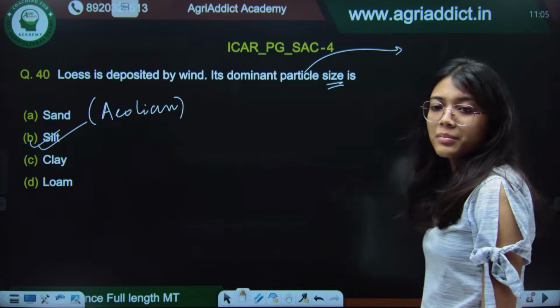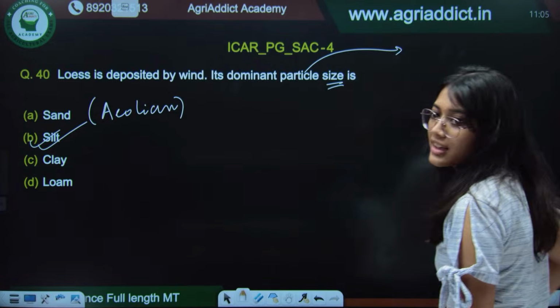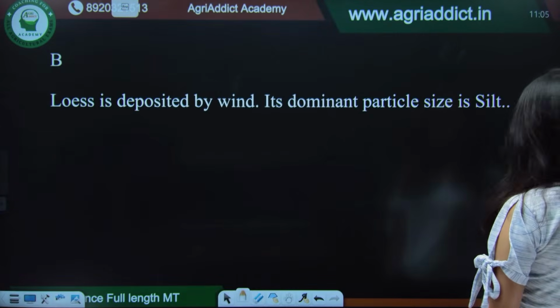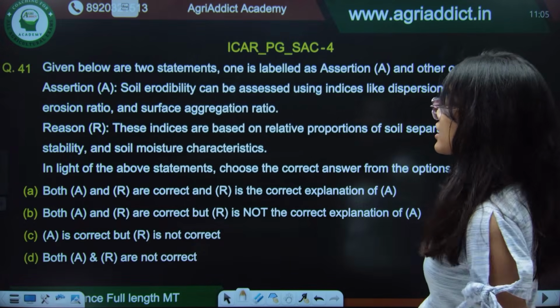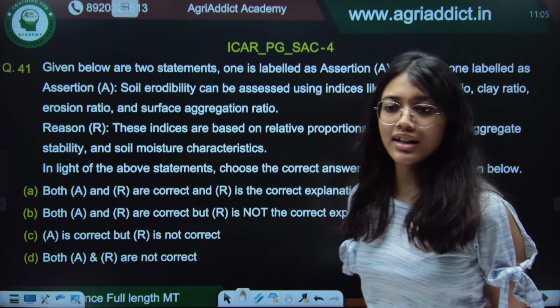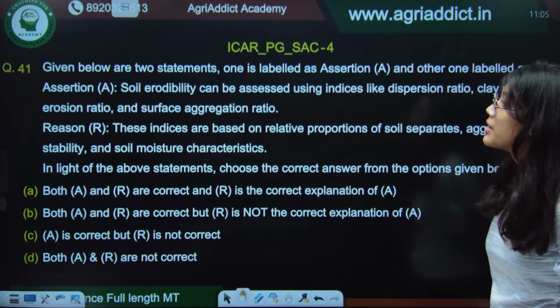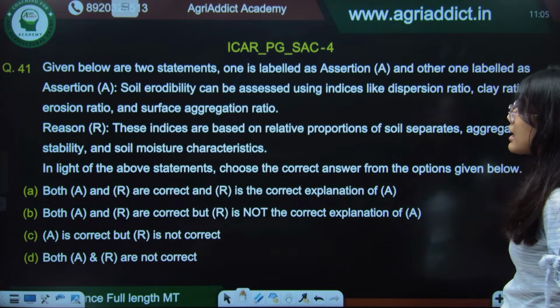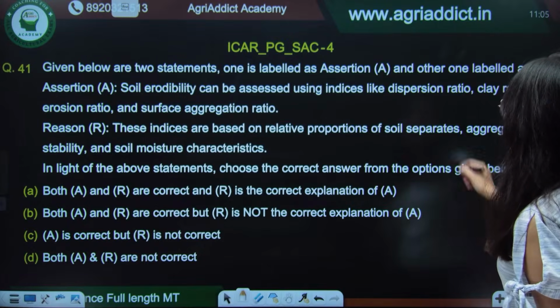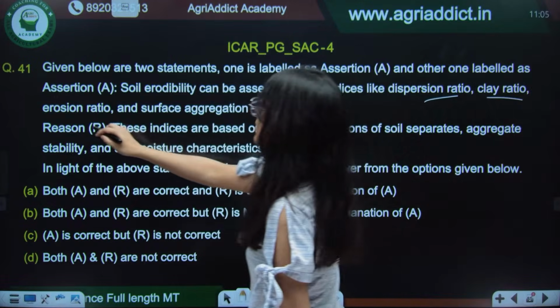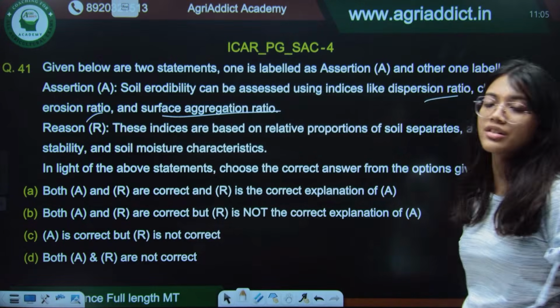Okay, so option number B is the correct answer. Now, coming to the next question. So, this is again an assertion reason kind of question. Soil erodibility can be assessed using indices like dispersion ratio, clay ratio, erosion ratio and surface aggregation ratio.